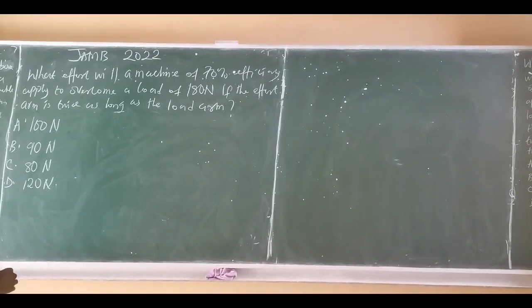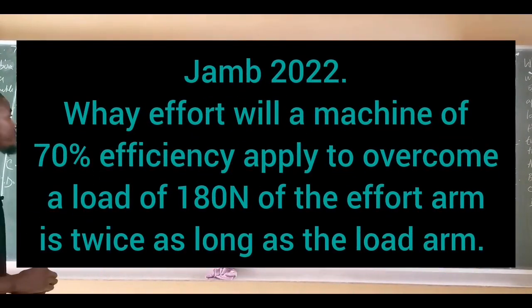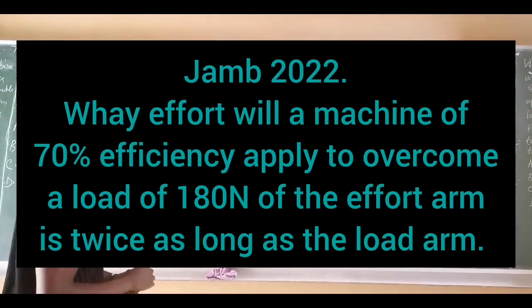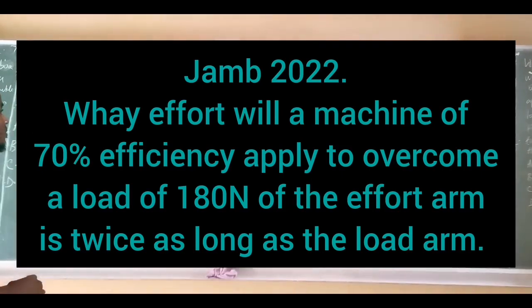All right, so let's consider this particular question. This is a JAMB 2022 exam question. It says, what effort will a machine of 70% efficiency apply to overcome a load of 180 newtons if the effort arm is twice as long as the load arm?